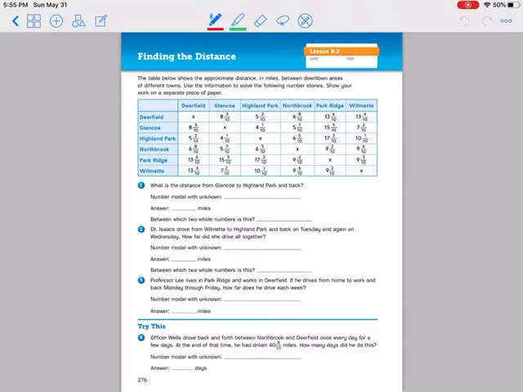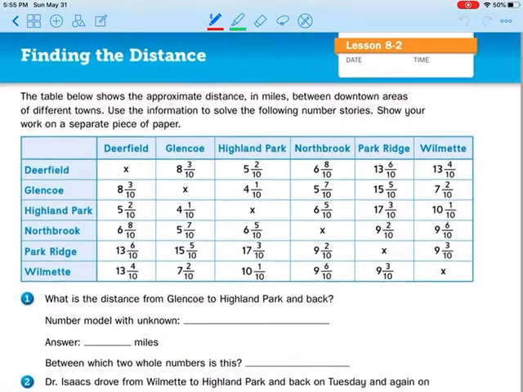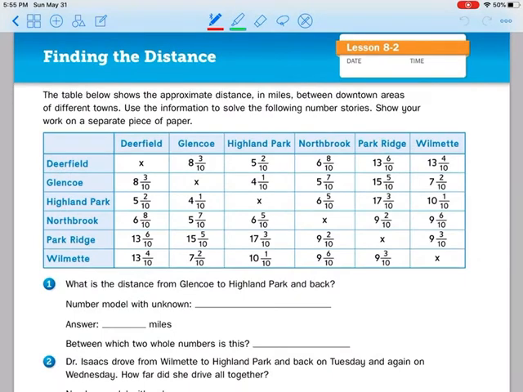All right, here is the third journal page called Finding the Distance for Lesson 8-2. So I'm going to zoom in so we can read the directions. It says the table below shows the approximate distance in miles between downtown areas of different towns. Use the information to solve the following number stories. Show your work on a separate sheet of paper.